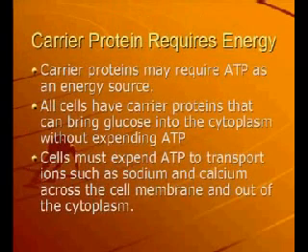Carrier proteins may require ATP as an energy source. All cells have carrier proteins that can bring glucose into the cytoplasm without expending ATP. Cells must expend ATP to transport ions such as sodium and calcium across the cell membrane and out of the cytoplasm.